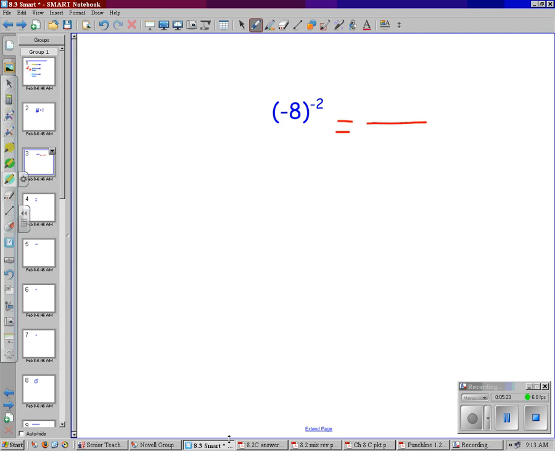And we're going to move that negative 8, that's the base here, to the denominator of our fraction. And we keep that a negative 8. That doesn't change just because we moved it. But what does change? The exponent. The negative 2 becomes positive 2. So I'm going to put a positive 2 here.